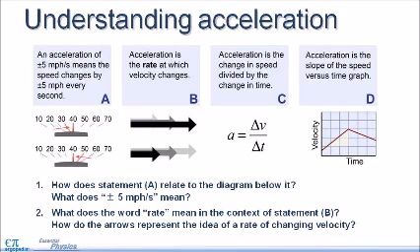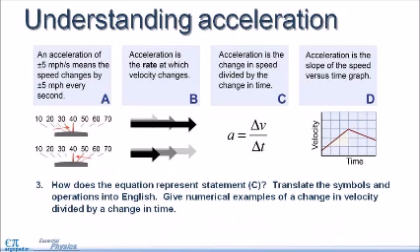How does statement A relate to the diagram below it? What does plus or minus 5 miles per hour per second mean? What does the word rate mean in the context of statement B? How do arrows represent the idea of rate of changing velocity? How does the equation represent statement C? Translate the symbols and operation into English. Give numerical examples of a change in velocity divided by a change in time.